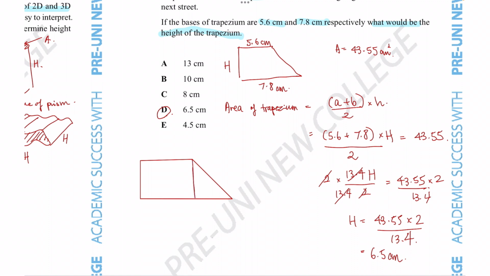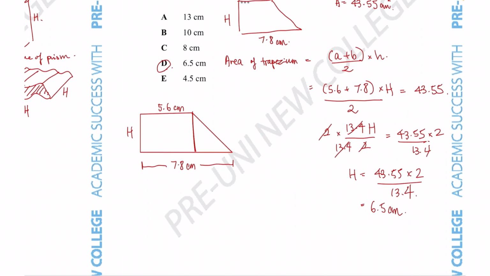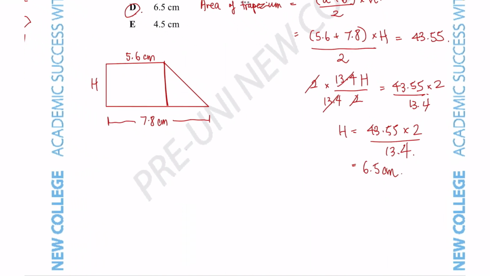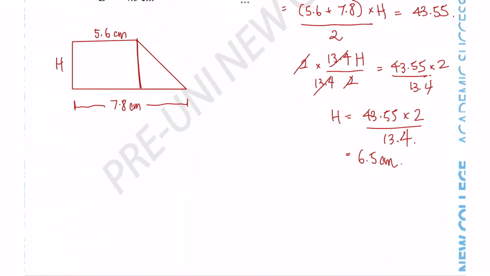If we split the trapezium down like this, we're left with what's essentially a rectangle and a right-angled triangle. Now, the information we have still applies. We have 5.6 centimeters here, and we have 7.8 centimeters for this entire length. Now, we want to figure out the height of the trapezium, and we're trying not to use this formula because, remember, in this scenario, we don't know that formula. So what do we do? Well, let's see if we can tackle this using the two composite shapes.